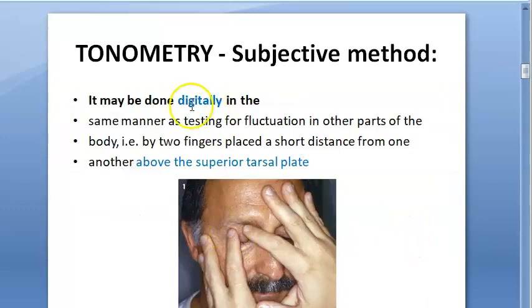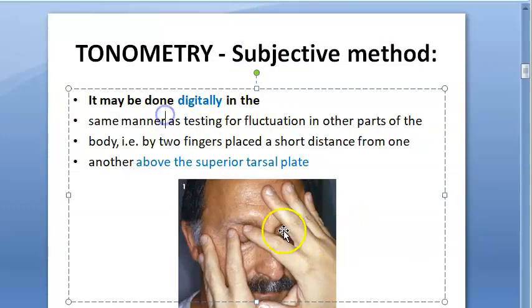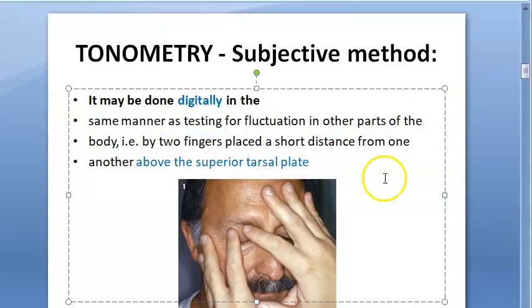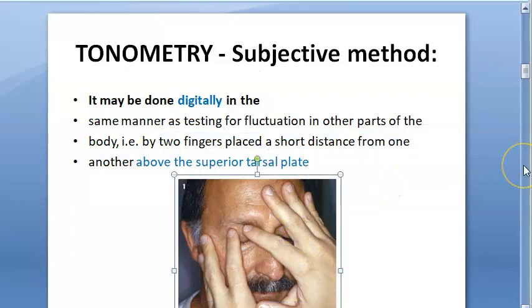Right? So look at this one, subjective method. You will use the fingers. You will place 2 fingers at short distance from one another above the superior tarsal plate and you will check the fluctuation. This is a very subjective method. You need a lot of experience.